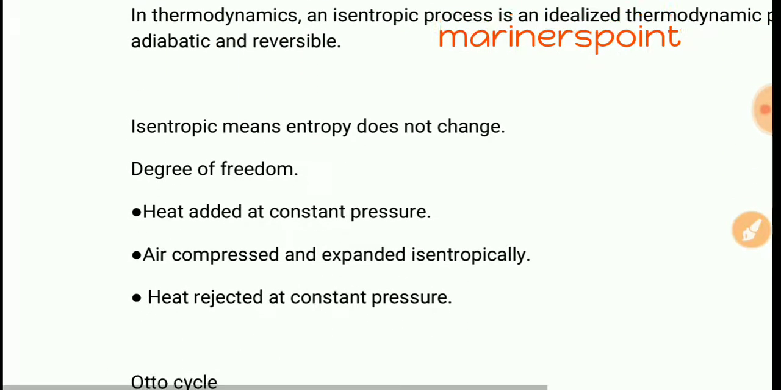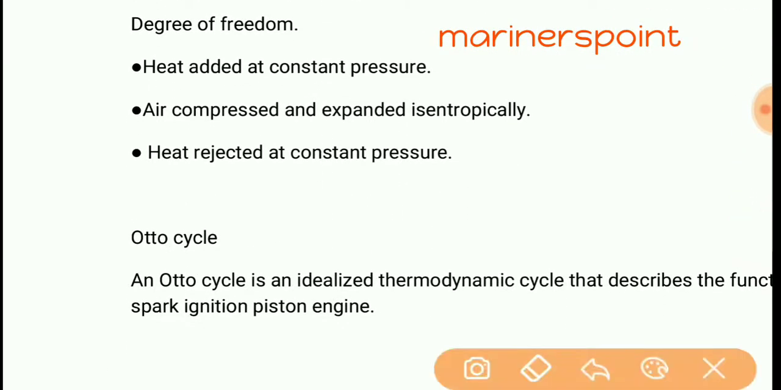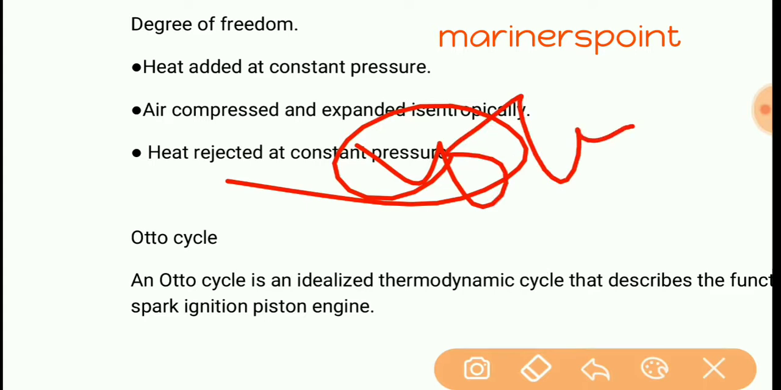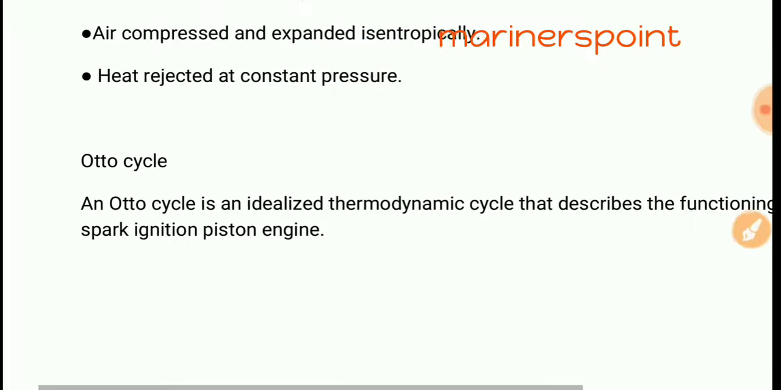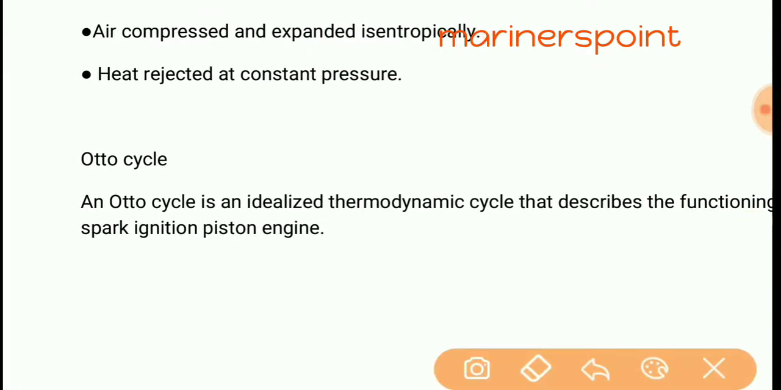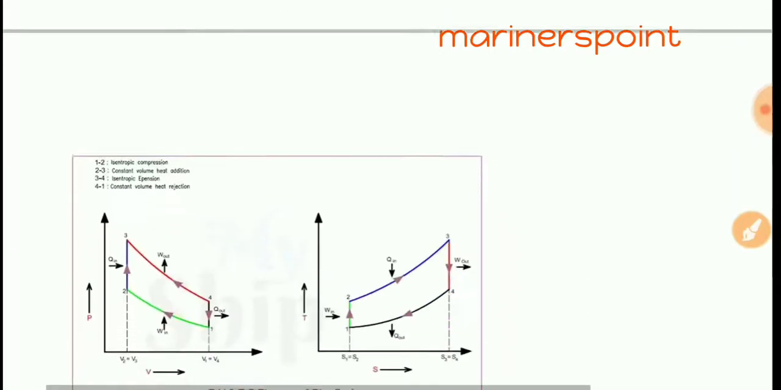Now the Otto cycle, remember heat rejected at constant volume. Otto cycle is simple, in which IC engine combustion takes place, that means fuel is ignited by an external instrument, that is the ignition plug, only difference. Now see the diagram.